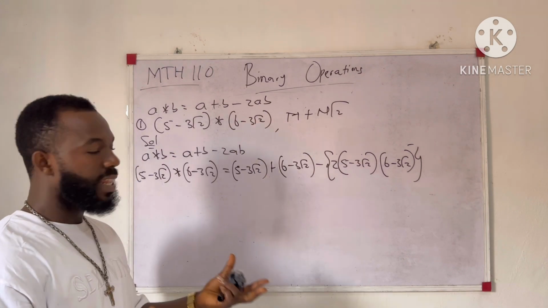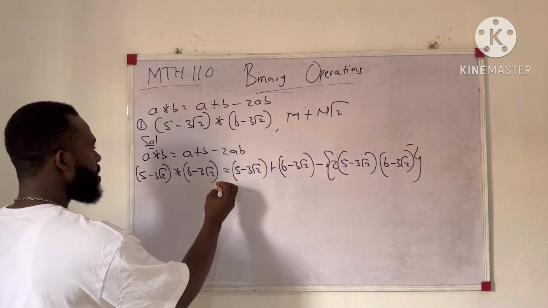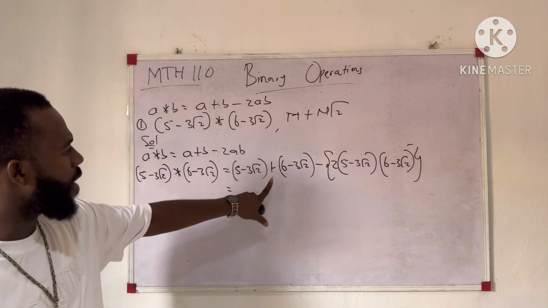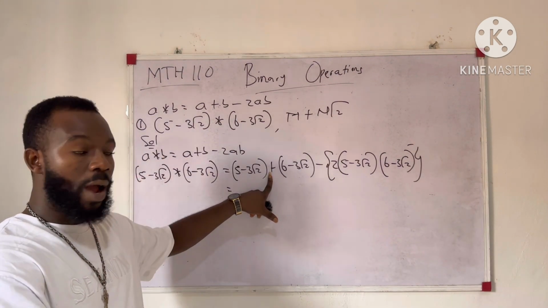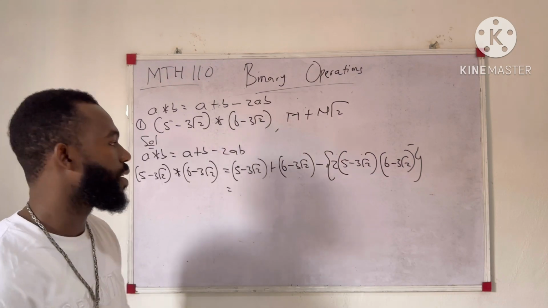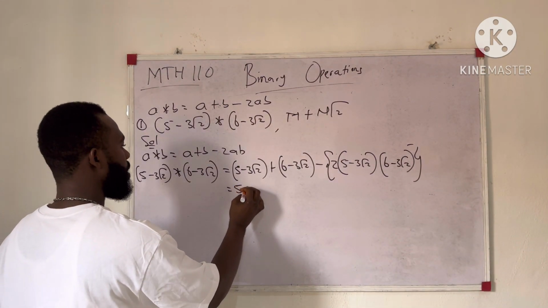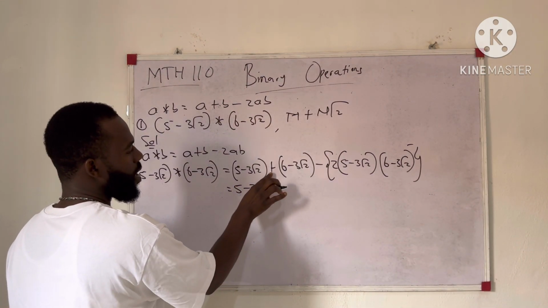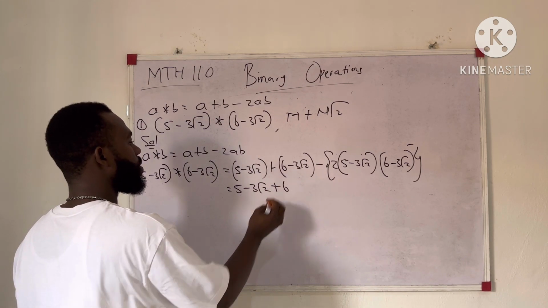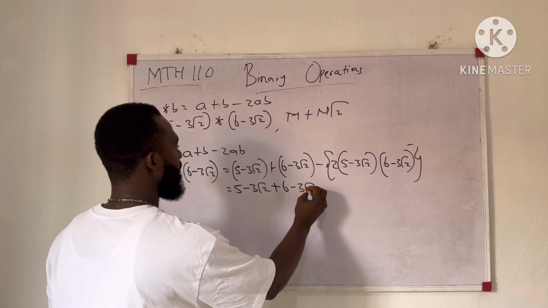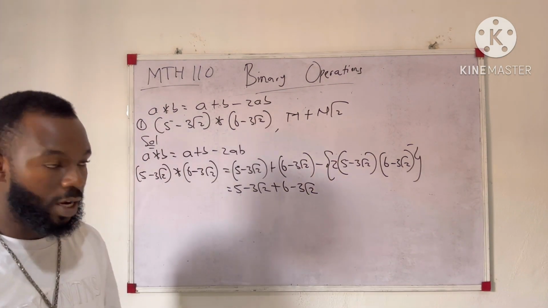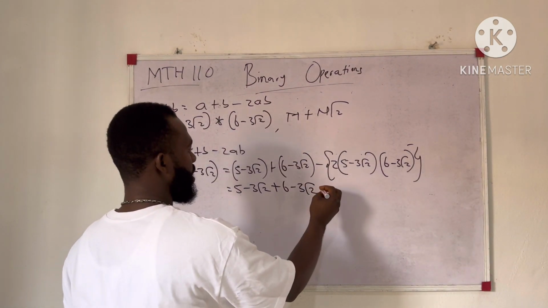So what do we do? Let us begin calculating. Now here it comes. First of all, we have to open this bracket. And how do we open this bracket? The positive sign multiplies the signs inside the bracket. So here becomes 5 minus 3 root 2. Now plus times 6 still gives us plus 6. And plus times minus 3 root 2 still gives us minus 3 root 2. Nothing changes.